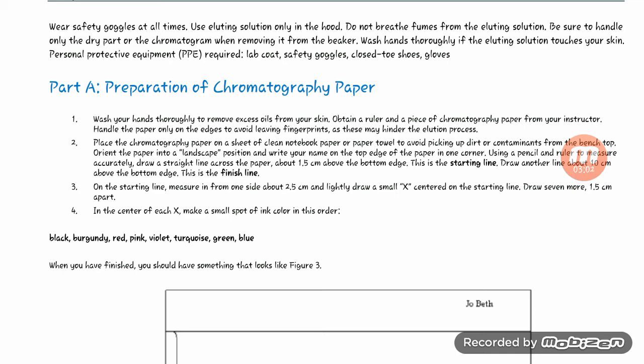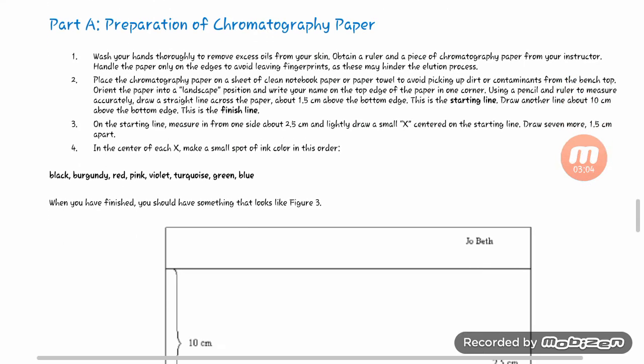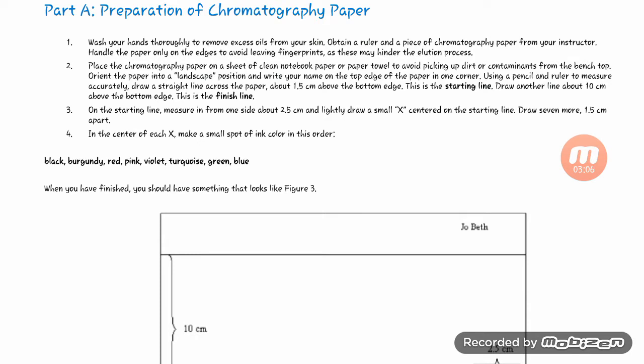Orient the paper into a landscape position and write your name on the top edge of the paper in one corner. Using a pencil and ruler to measure accurately, draw a straight line across the paper about 1.5 centimeters above the bottom edge. This is the starting line. Draw another line about 10 centimeters above the bottom edge. This is the finish line.